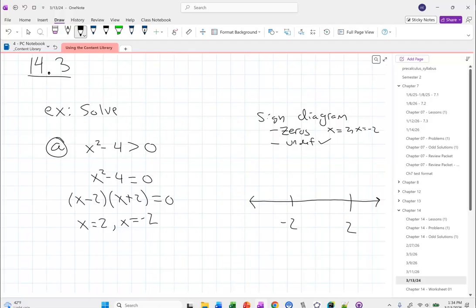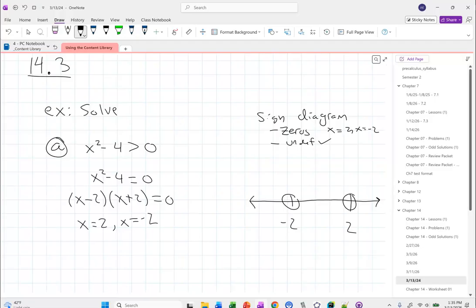If I plug 2 in, I get a 0 here, right? Is 0 greater than 0? No. So when I draw my number line, should I use an open circle or a closed circle at 2 and negative 2? Open. Everybody's okay there.